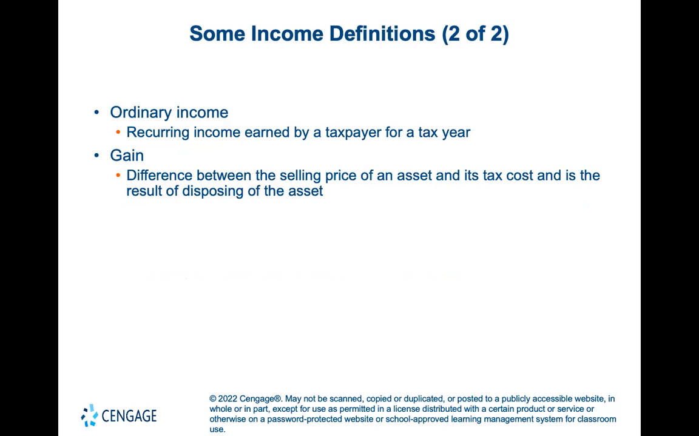Some income definitions: ordinary income is recurring income earned by a taxpayer for a tax year. That's going to be most people, if you have a job and you're having recurring income. Gain is the difference between the selling price of an asset and its tax costs, and is the result of disposing of the asset. So if you have any capital gains, that's what that's referring to.